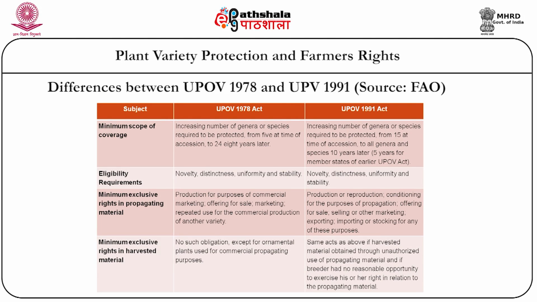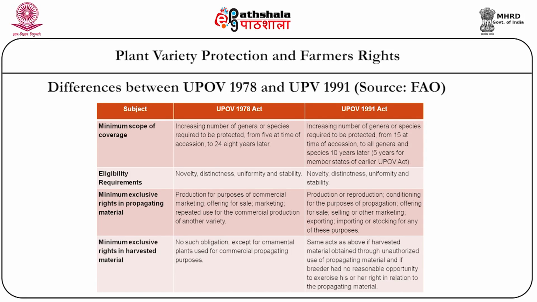Eligibility requirements, namely novelty, distinctiveness, uniformity and stability, remain the same in the 1991 Act. In case of minimum exclusive rights in propagating material, the 1978 Act covers production for the purposes of commercial marketing, offering for sale, marketing, and repeated use for the commercial production of another variety. In the 1991 Act, it covers production or reproduction, conditioning for the purposes of propagation, offering for sale or selling or other marketing, exporting, importing or stocking for any of these purposes.